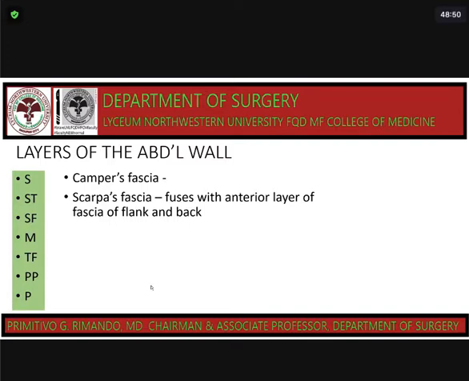So your Scarpa's fascia, actually, if you follow it, it fuses now with the fascia of the flank and the back. So it's like a surrounding fascia. It fuses with the fascia of your flank and your back.